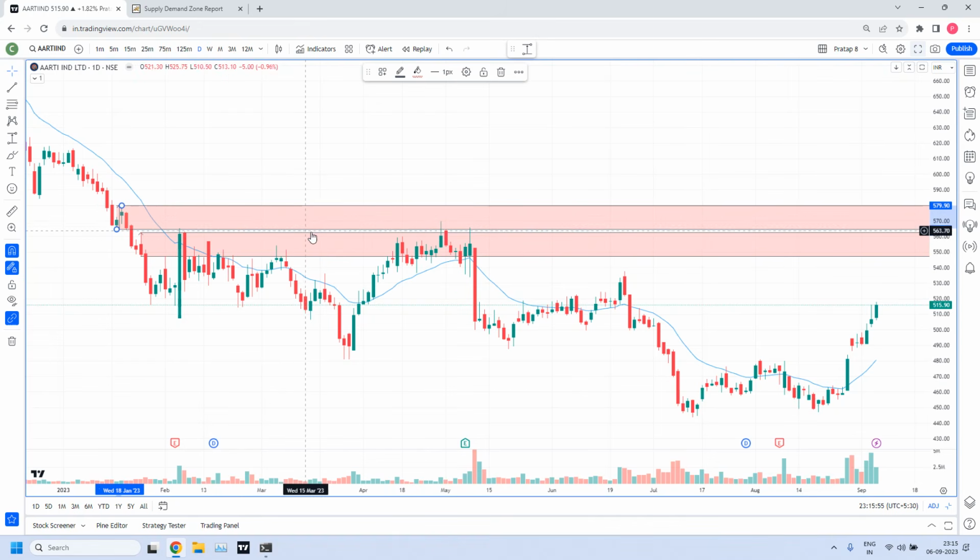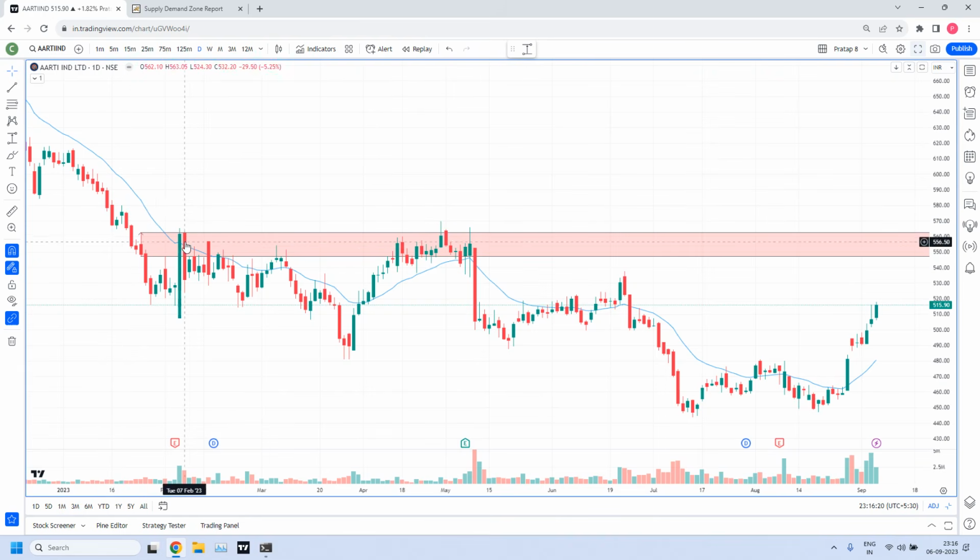This is a scenario called LOTL, level on top of the level. There is a concept in supply and demand zones, LOTL, level on top of the level. So there is one supply zone, and a little above that there is another supply zone. For the time being, let us assume there is no supply zone just above that.